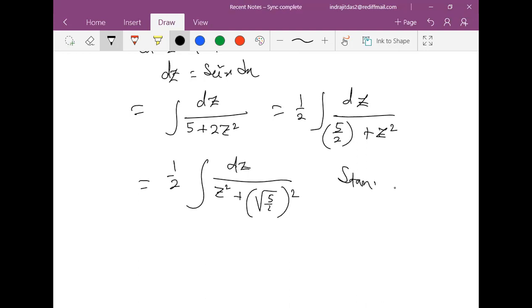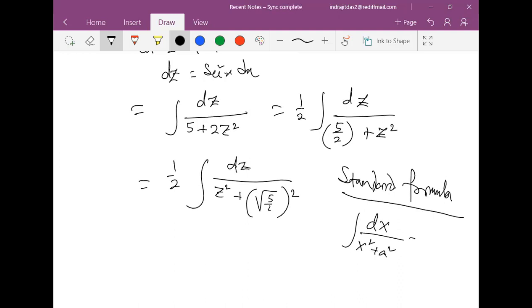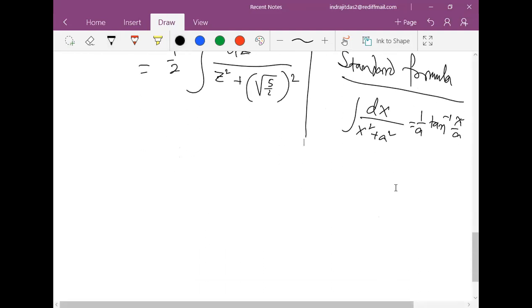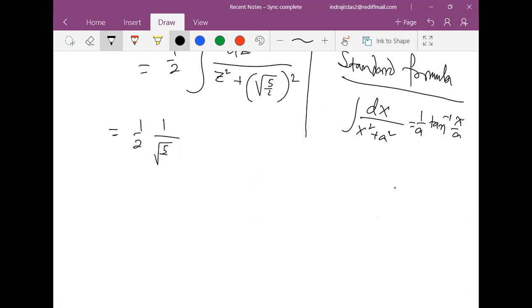Yes, there is a standard formula. We have some standard formulas in integration. The standard formula is the integral of dx by x square plus a square, which is 1 by a tan inverse x by a. The problem is of this same category, same type. So your answer will be 1 by 2 outside, then 1 by a, where a is root 5 by 2 under root, tan inverse z by a, with a being root 5 by 2, this whole thing plus c.